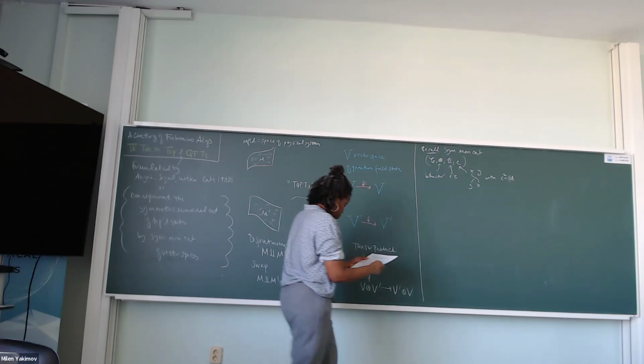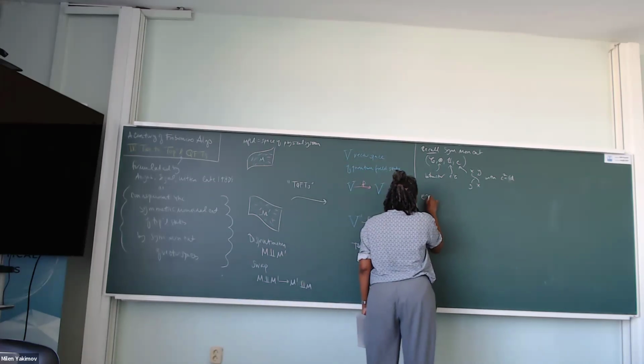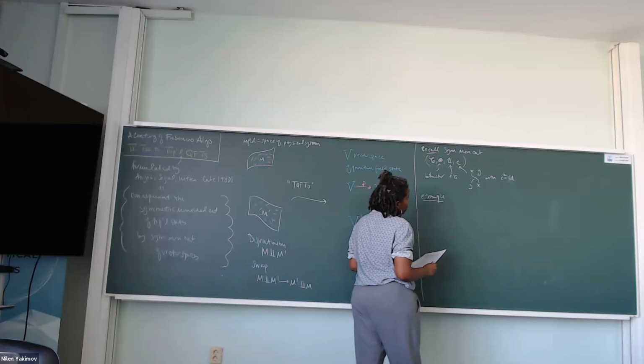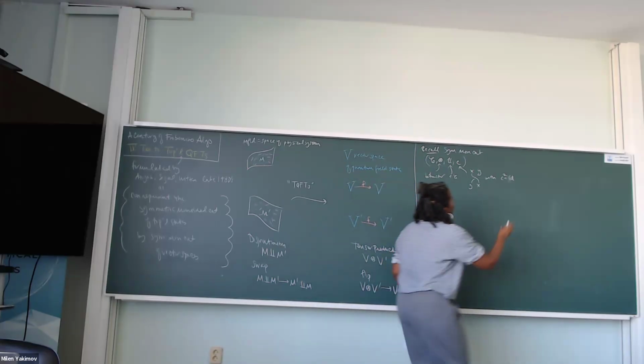Okay. So one example of a symmetric monoidal category would be this actually here.